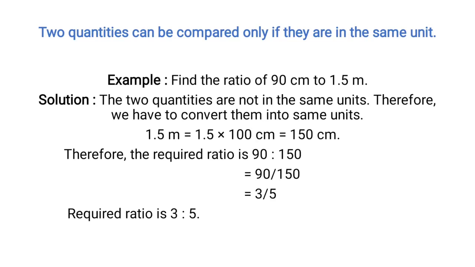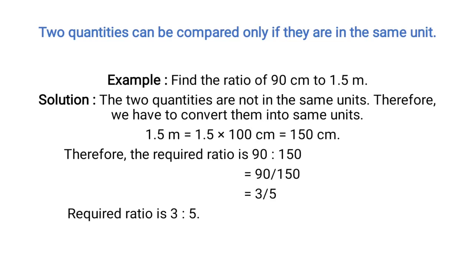Now, as we know 1 meter is equal to 100 centimeters, we can say that 1.5 meter would be equal to 150 centimeters. Now, both the quantities that we got are in same units. Therefore, we can say that the required ratio is equal to 90:150, which would be equal to 90 upon 150, that is 3 upon 5, which would be equal to 3:5. Hence, the required ratio is 3:5.